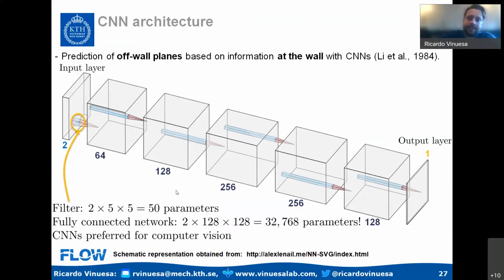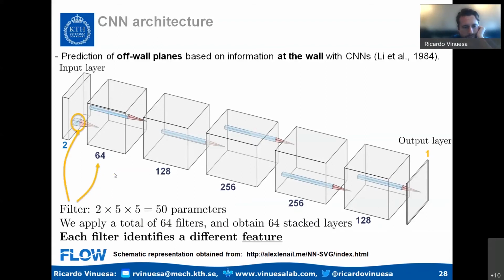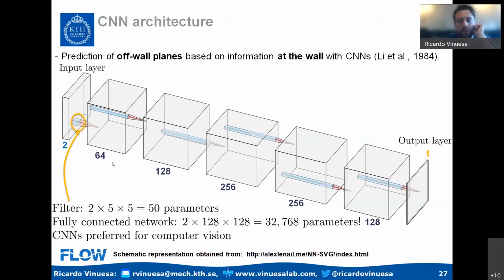So for one particular filter of the input, what I have is a total of 50 parameters, because I have a depth of 2 and a kernel size of 5 times 5. So I have only 50 parameters that I apply a total of 64 times. And that's much lower than the 33,000 parameters that I would have with a fully connected network. So in the first layers, the fully connected networks are much more expensive. They have many more parameters than the fully convolutional networks. That's why the convolutional networks are more interesting. They are preferred when we are doing computation.